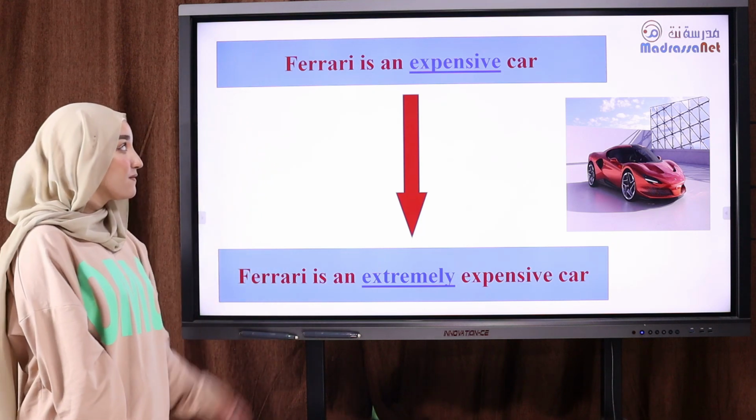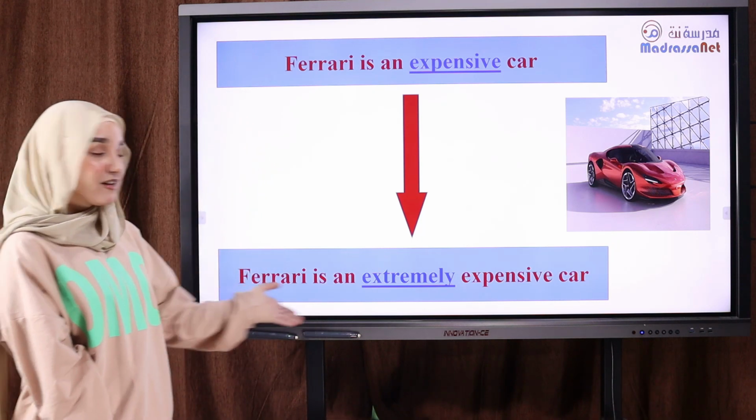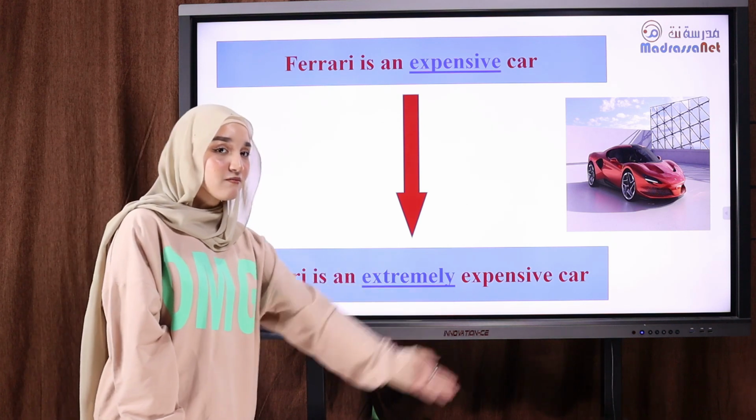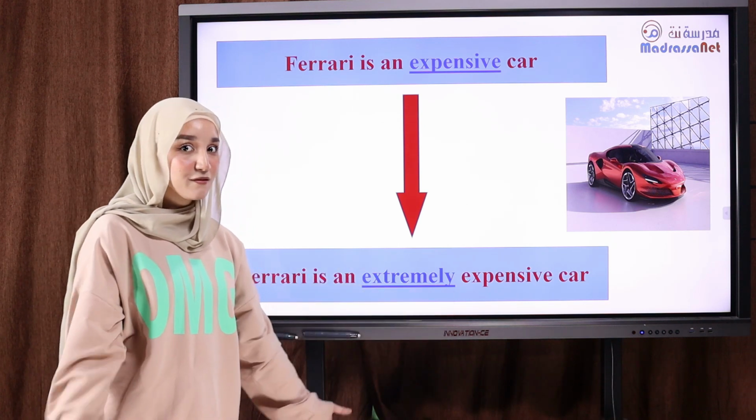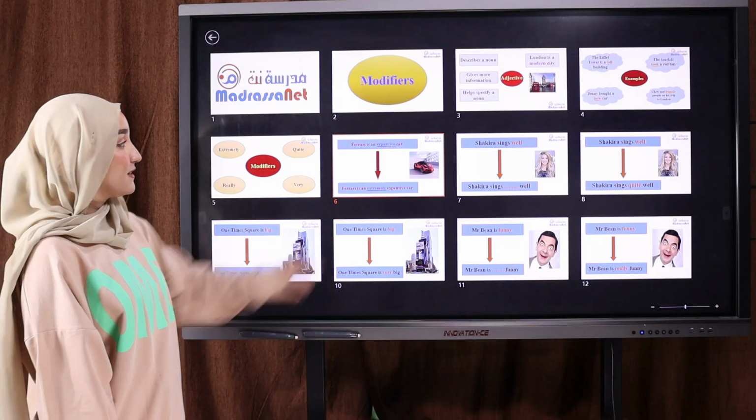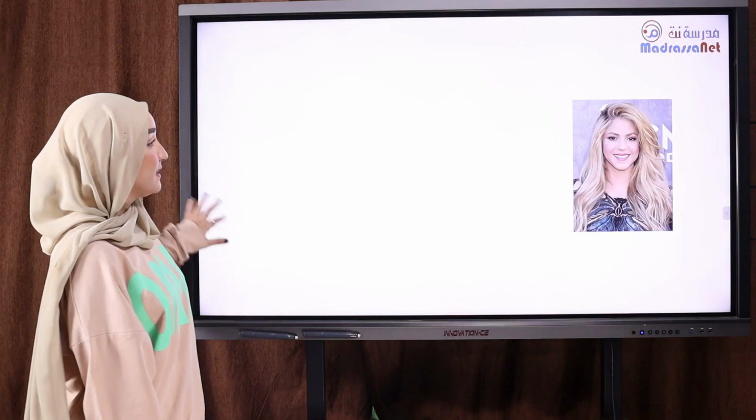So Ferrari is an extremely expensive car. And yes, it is in real life. Let's take a look at the next slide.